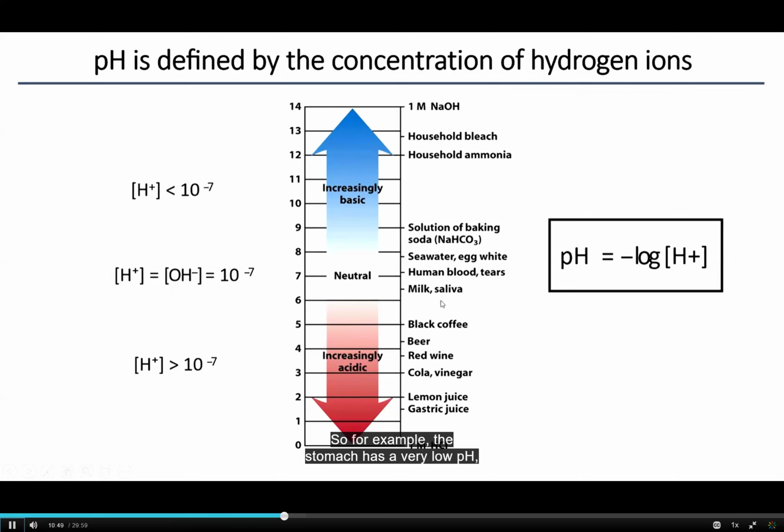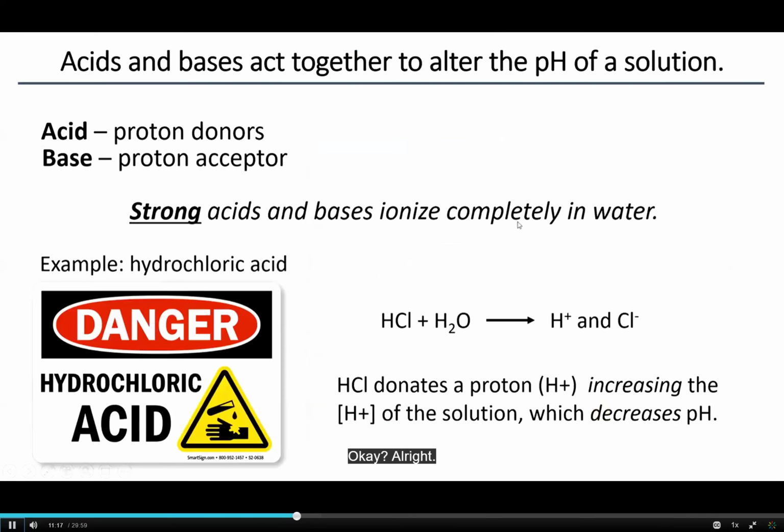So for example, the stomach has a very low pH. And so that's represented here by gastric juice. That's stomach acid, will be a very low pH. But in terms of the human bloodstream, we consider that to be physiological pH, which would be more neutral. Milk and saliva also are a little bit more neutral, but they are a little bit more acidic than blood and tears.